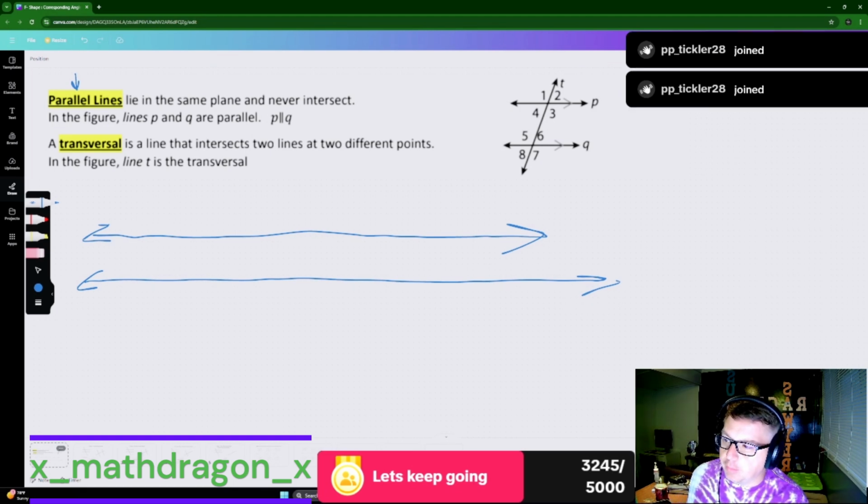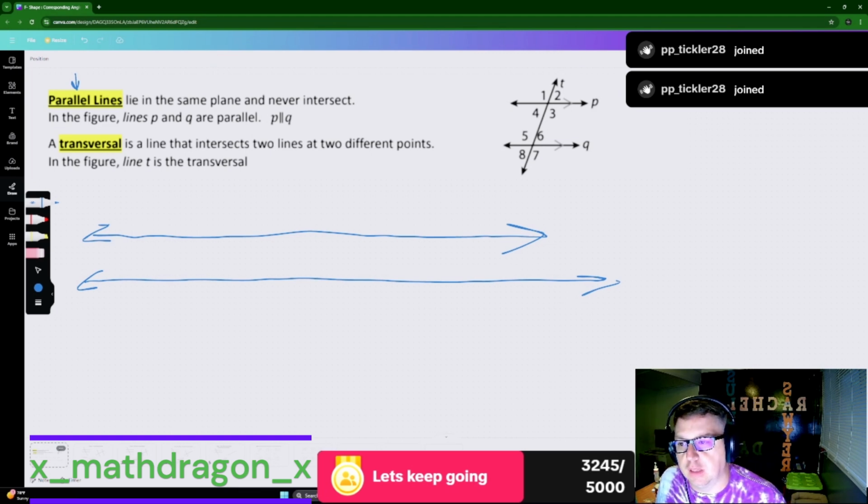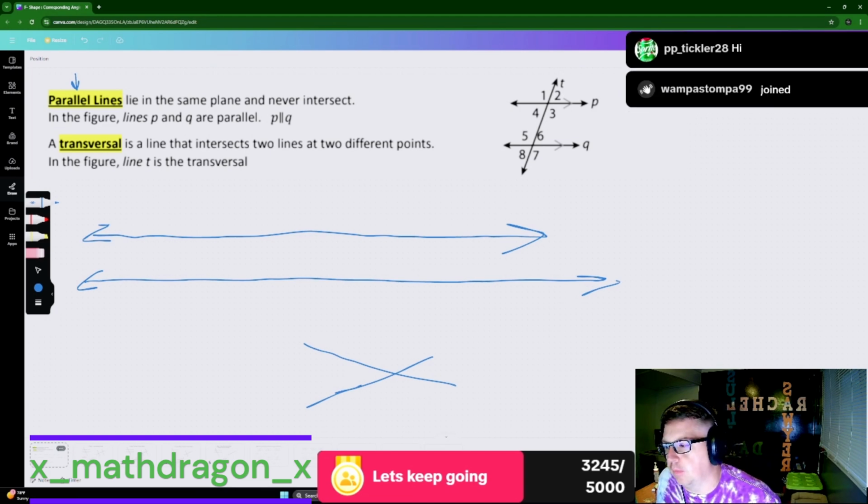Having them run side by side forever makes it very special because then the distance between them stays the same throughout. Whereas if I drew a line like this and drew a line like that, eventually they start to creep together and intersect. Hey, what's going on, Tickler? So parallel lines never do that. They just keep running side by side by side.